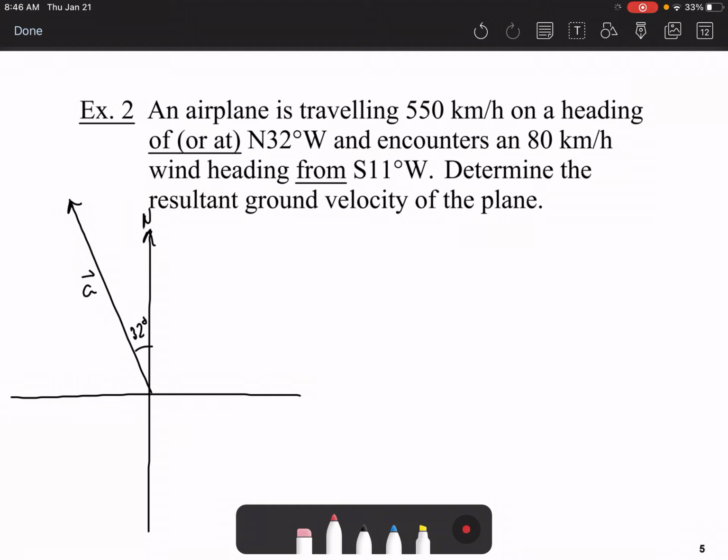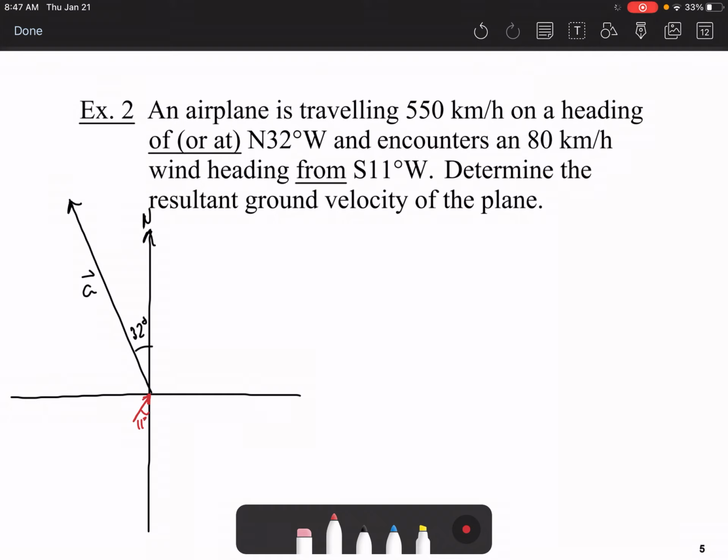Okay, let me draw another vector. This one says from south 11 degrees west. So that means we'd still draw a line, south 11 degrees west. So let's say it's this line. But however, the vector's head goes towards the origin. That's what the word from means. So this is 11 degrees.